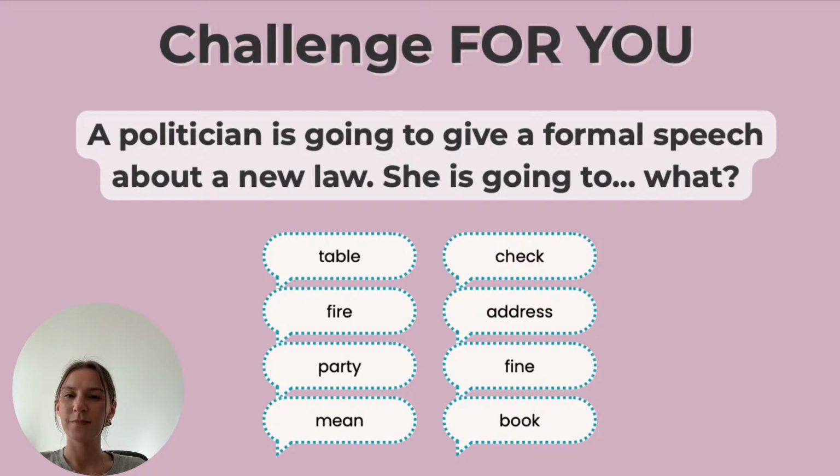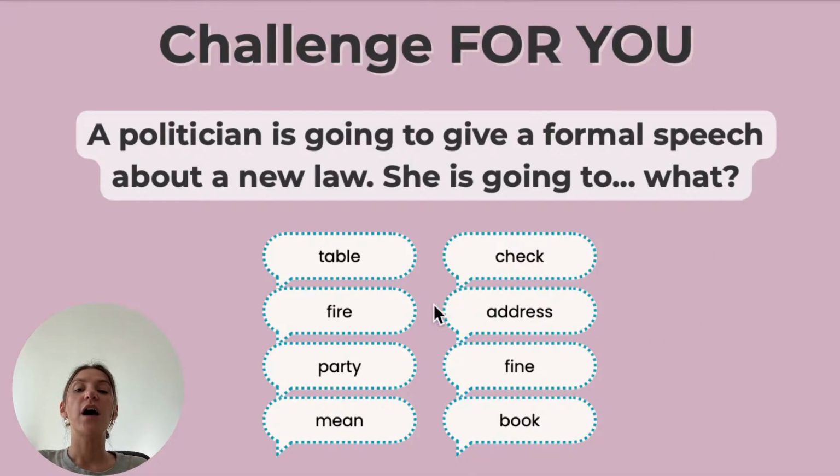The politician is going to give a formal speech about a new law. She's going to the new law. Which word do we need? What are your thoughts? Let me give you 5 more seconds. 5, 4, 3, 2, and 1.